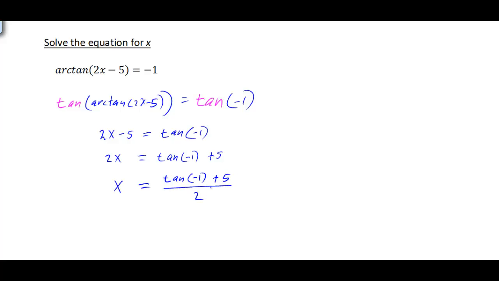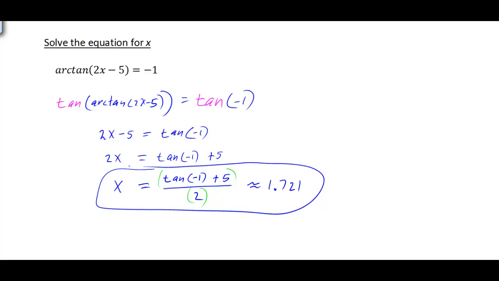And of course, you could put this into the calculator and you could come up with an approximation. The tangent of negative 1 plus 5. Now again, make sure that you put this in parentheses before you divide by the 2, and you should end up with approximately 1.721. Okay, so there's kind of a review of your inverse trig functions, how we can handle composite functions, and a quick review of how to solve an equation involving your inverse trig functions.